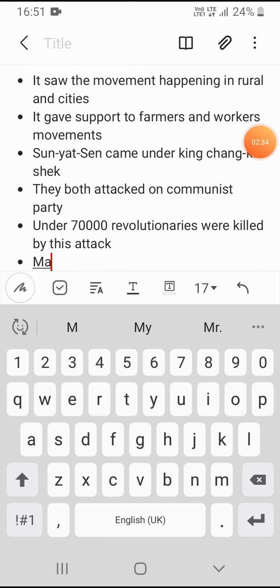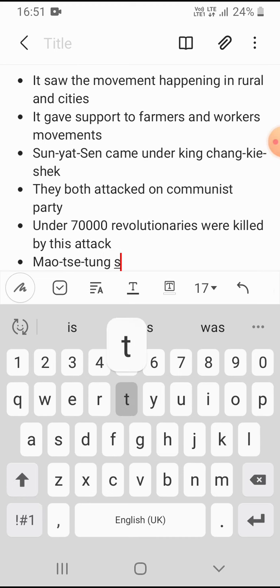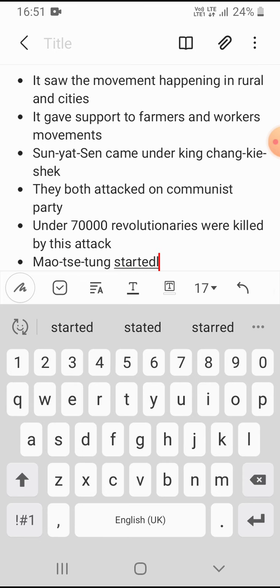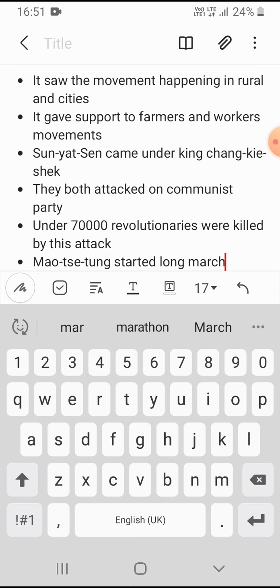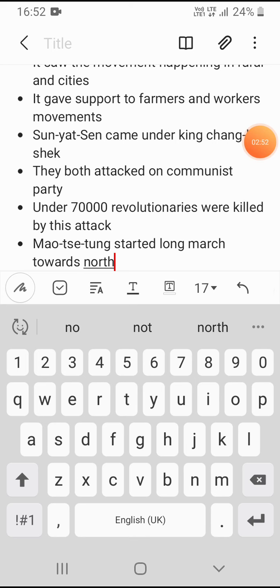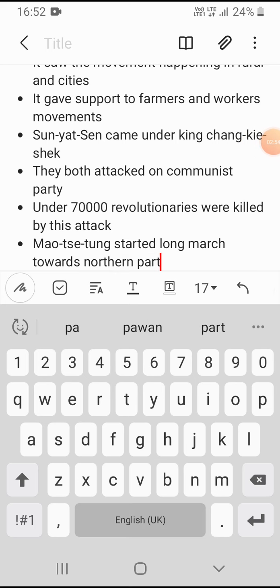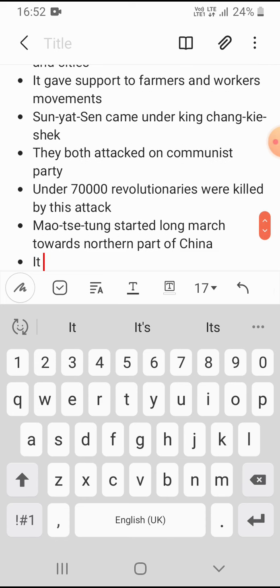A person called Mao Zedong started the Long March towards the northern part of China. He did a march, and it was welcomed by rural people.